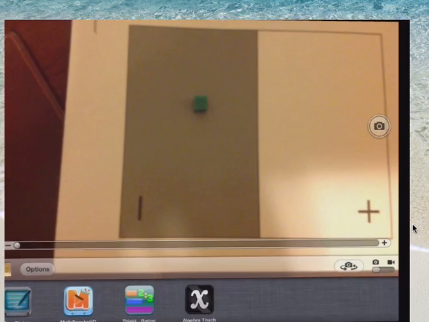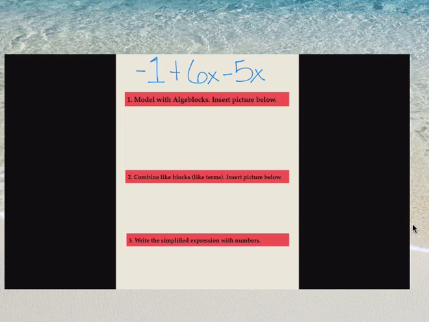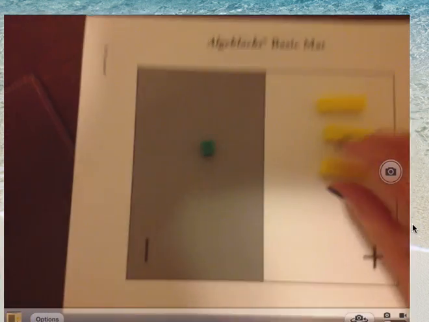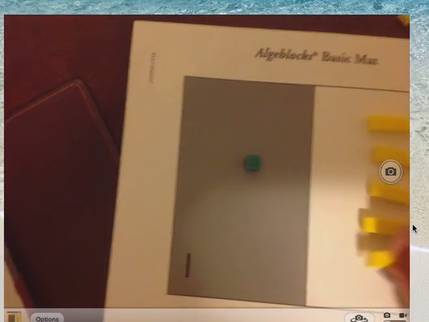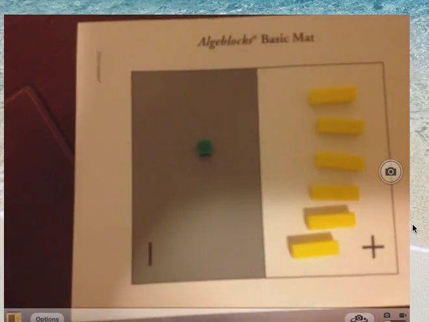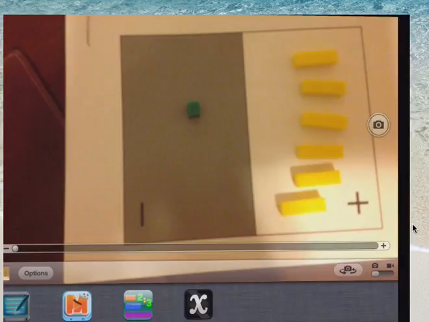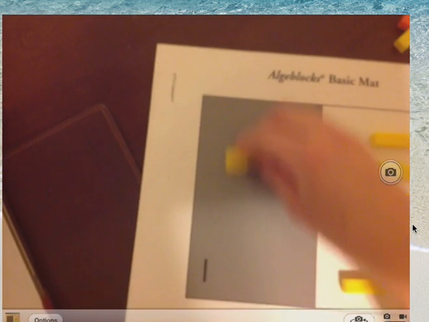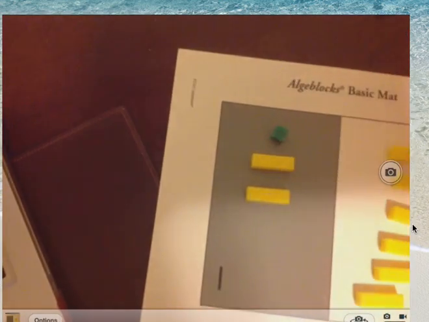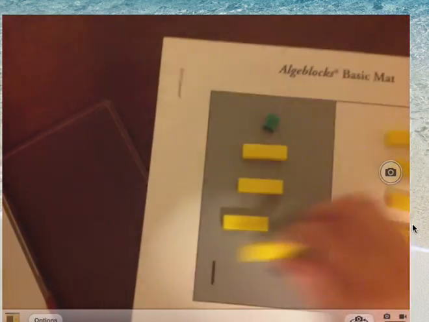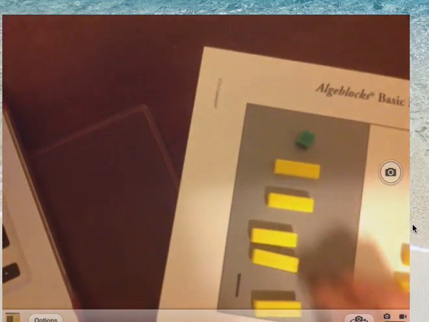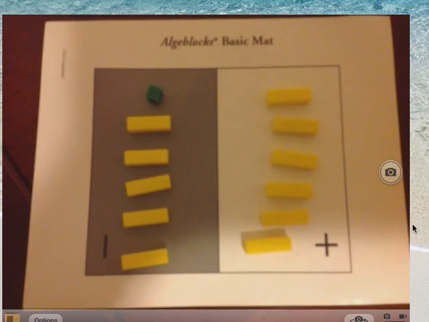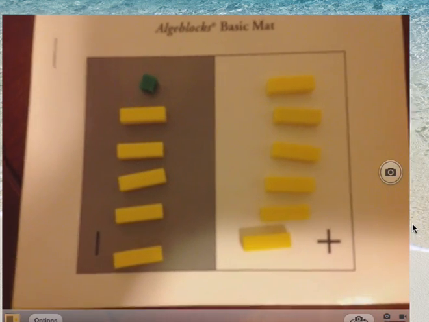Okay, then I've got positive 6x. So I've got 1, 2, 3, 4, 5, 6 positive x's, and then I believe I'm subtracting 5x, right? So we're going to put that in, minus 5x, on the negative side of our mat. 1, 2, 3, 4, 5. Aha. Okay? So here is my original expression. Negative 1 plus 6x minus 5x.